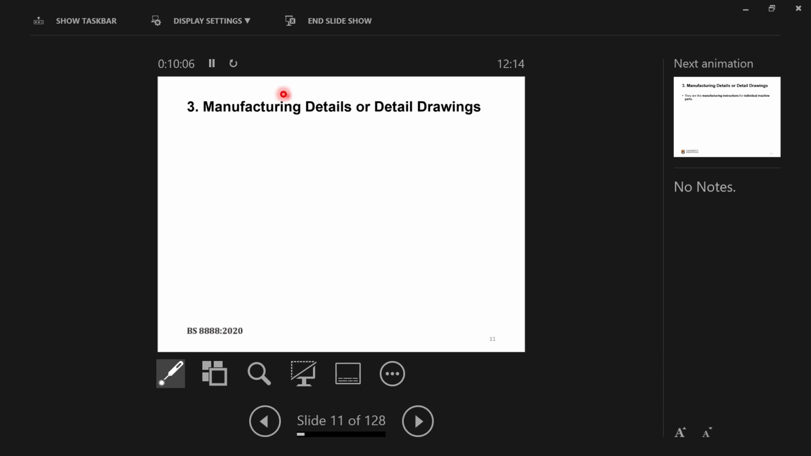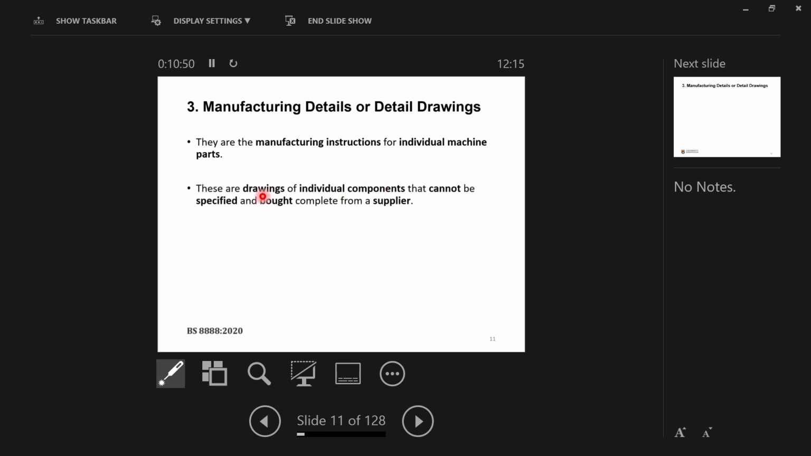The third category is called manufacturing details or detailed drawings, or sometimes manufacturing drawings. The idea here is that they are manufacturing instructions for an individual machine part. If you are asking the workshop to manufacture a specific part for you, you need to give them some manufacturing instructions, including the dimensions, what kind of material, what kind of surface finish, what kind of tolerances, some sections and views to show the part, and so on.